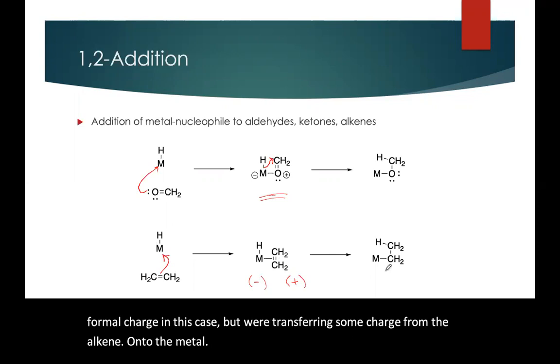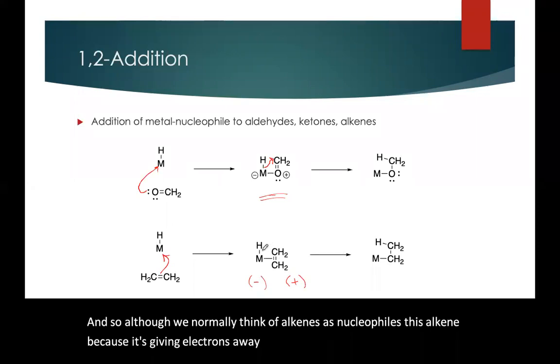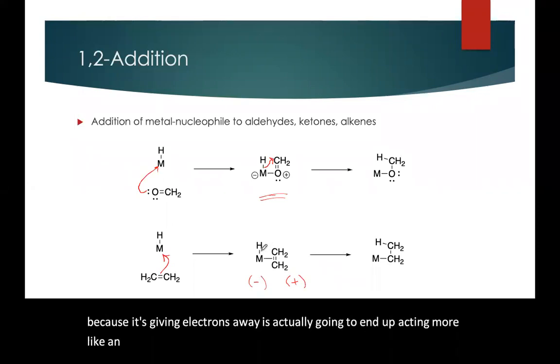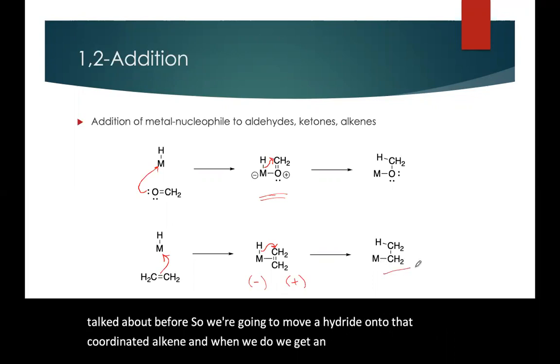And so although we normally think of alkenes as nucleophiles, this alkene, because it's giving electrons away, is actually going to end up acting more like an electrophile, just to keep things more analogous to what we've talked about before. So we're going to move a hydride onto that coordinated alkene. And when we do, we get an alkyl ligand. We now have an ethyl instead of an ethylene.